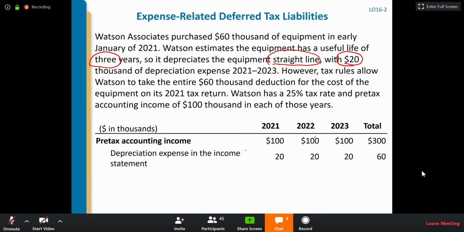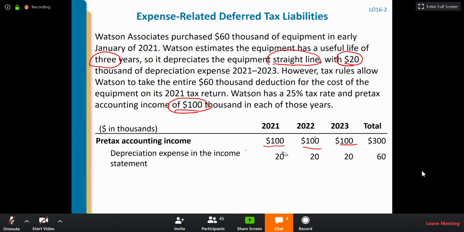So let's assume our accounting income is $100,000 for all 3 years. Just make it simple. All 3 years accounting income is 100. And we know depreciation expense is 20. Remember, the 100 is already after the 20. To get this pre-tax accounting income, for each year you take the revenues and subtract all of the expenses, and one of the expenses is the 20. You subtract that, and that's how we get 100.